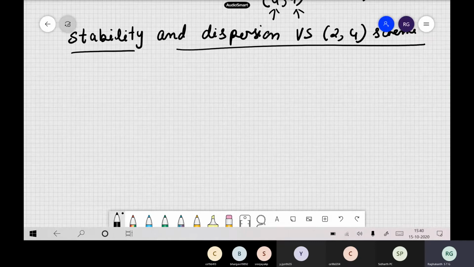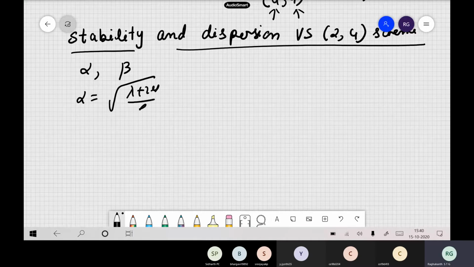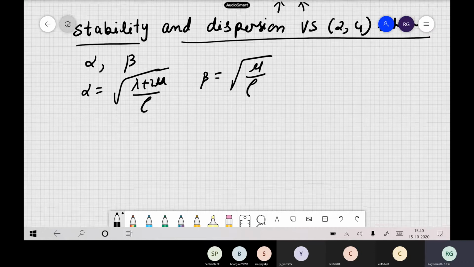What are those three? SH, SV and P. No, SH and SV are both the same. So how many waves are there? P and S, so two waves. They are related to your velocities, alpha and beta. You remember, alpha is root of (lambda plus 2 mu) by rho, and beta is root of mu by rho. One is related to the shear modulus, and the other is related to the Young's modulus kind of a thing. So these two waves will be there.